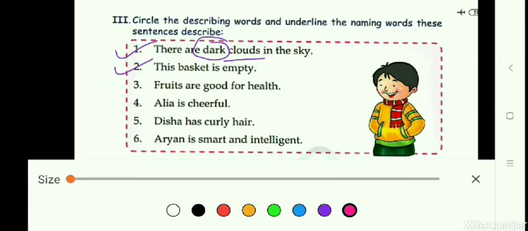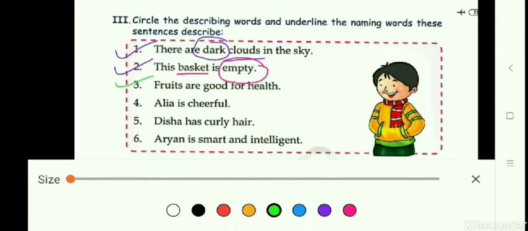This basket is empty. Now, how is the basket? Basket is empty. So, basket is the noun and empty is the describing word. The word empty describes the word basket. It is telling us how is the basket. Basket is empty. Okay. Now, coming to the third one.